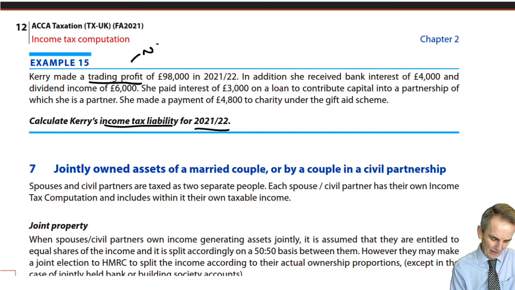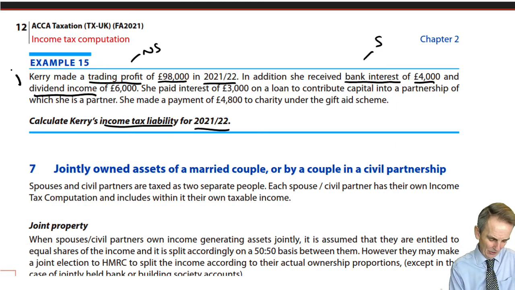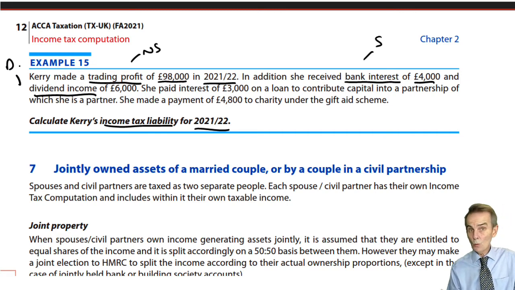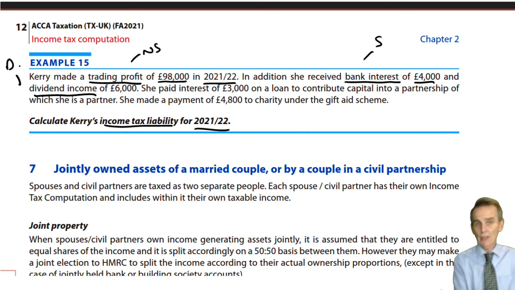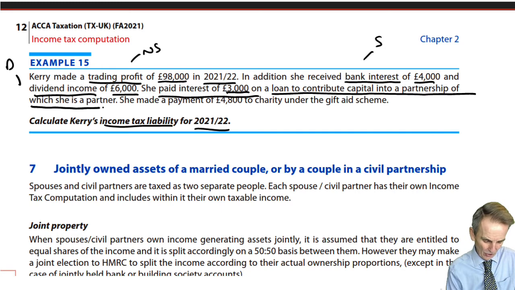Trading profit, non-savings, 98,000 in 21-22. Bank interest, so savings income, 4,000. Dividend income, so yes, dividend. So we've got the whole range: non-savings, savings and dividend income, and that's £6,000. She paid interest of 3,000 on a loan to contribute capital into a partnership of which she is a partner.